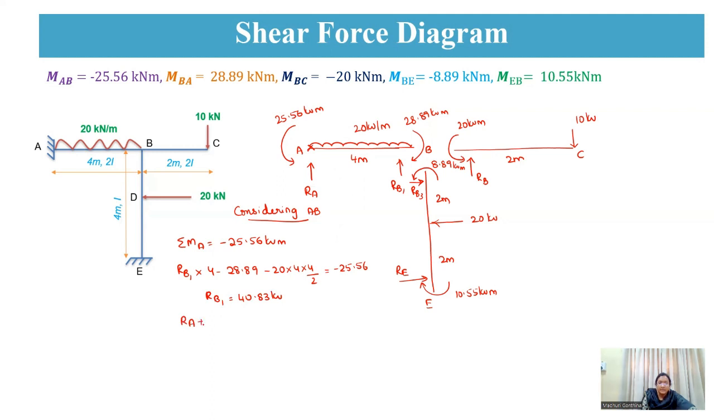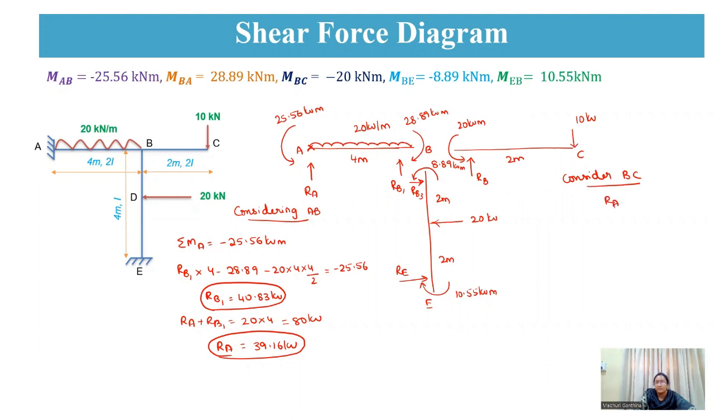Now, RA plus RB1 will be equal to 20 into 4, that is 80 kilonewton. Therefore, RA will be equal to 39.16 kilonewton. So this is your RA reaction and this is your RB1 reaction for AB span. Now consider BC span. So RB2 will be equal to 10 kilonewton. So that is for BC span.